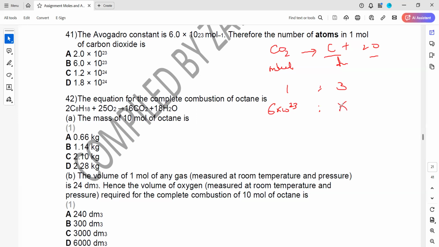So how many atoms will be there? X, cross multiply. So this will be 3 times. When you multiply, it will be 18 exponent 23 or 1.8 exponent 24. So D will be the right answer.